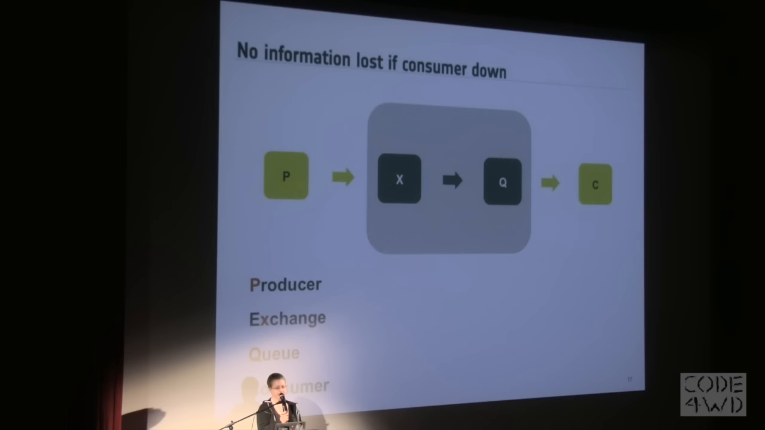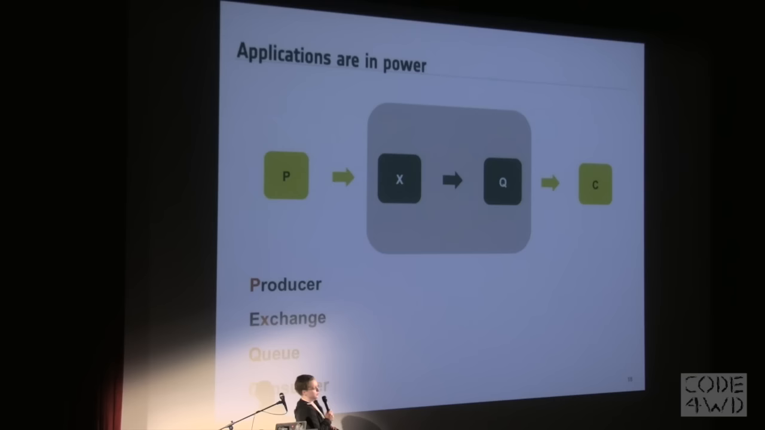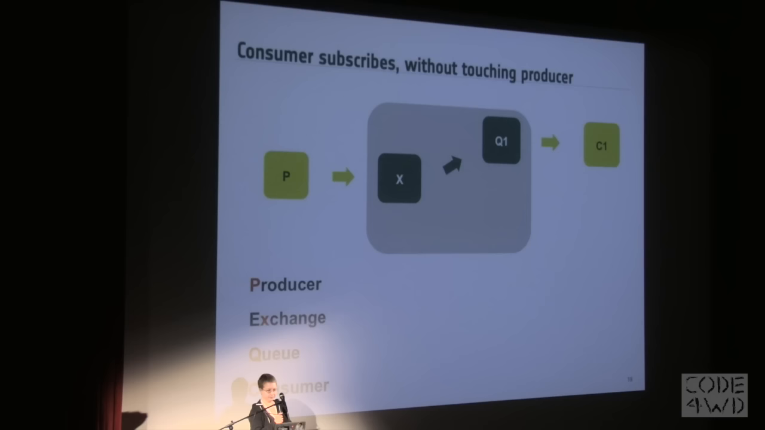When it comes to creation of exchanges and queues and the bindings between them, your applications are in charge. You do not have to mess around with a broker configuration. Your application code can create exchanges, messages, and queues. And that basically means that a new service can connect itself to the system. So a new consumer application simply connects to the broker, creates the queue it wants to use, binds it to the exchange accordingly, and it can start receiving messages.